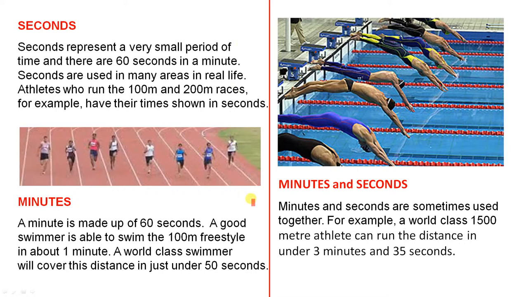Minutes. A minute is made up of 60 seconds. A good swimmer is able to swim the 100 metre freestyle in about 1 minute. A world-class swimmer will cover this distance in just under 50 seconds. Minutes and seconds. Minutes and seconds are sometimes used together. For example, a world-class 1500 metre athlete can run the distance in under 3 minutes and 35 seconds.